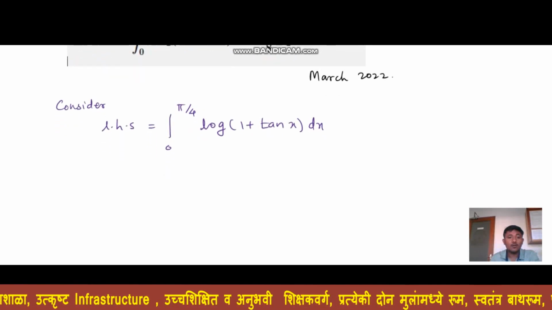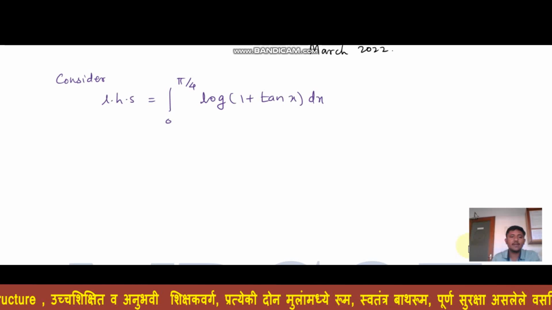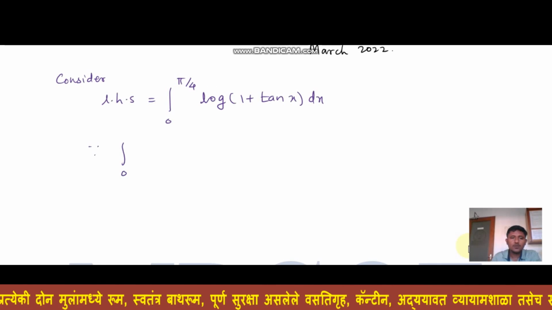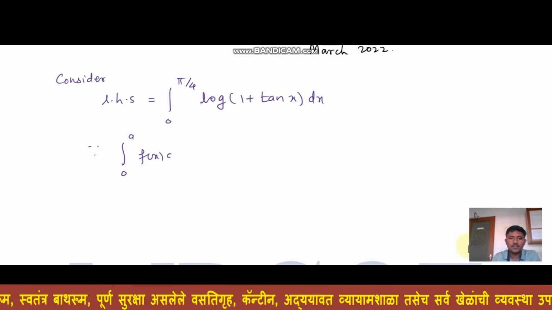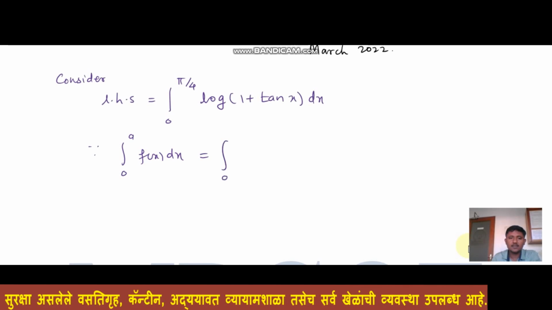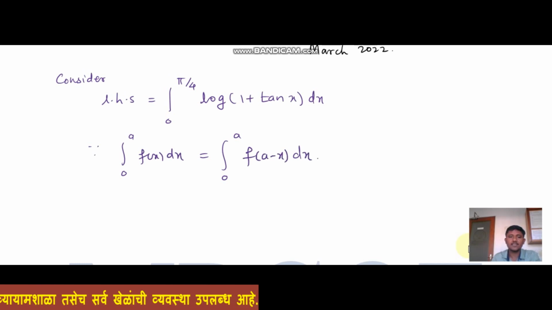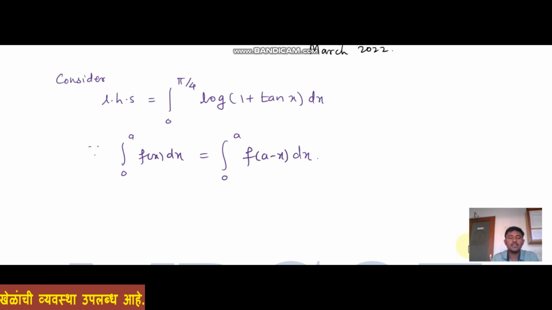We know one most famous property of definite integrals, which I am writing here: the integral from 0 to a of f of x dx can be written as the integral from 0 to a of f of a minus x dx. That means in place of x in the given integral, you will write a minus x.